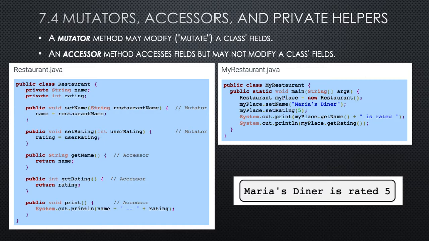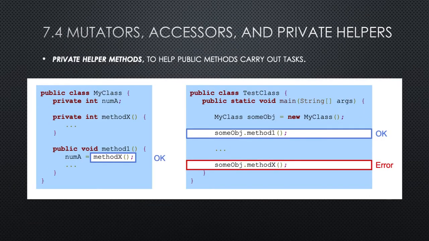Also, we have private helper methods, which basically help the public methods carry out tasks. Say in this case, two separate programs. With this you can access it, but with this you can't access this statement.